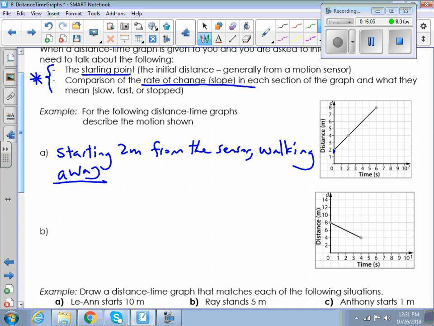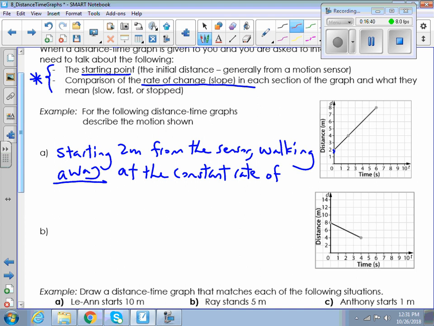I must include it. It's a straight line, so it's a constant rate. So I'm going to say at the constant rate of, or constant speed of. Now I have to calculate my speed. So speed, rise over run. So I have to pick 2 points on this line, see how much my rise is and how much my run. And remember, we said always count the units, not the squares. So you gotta make sure you look at the scale.